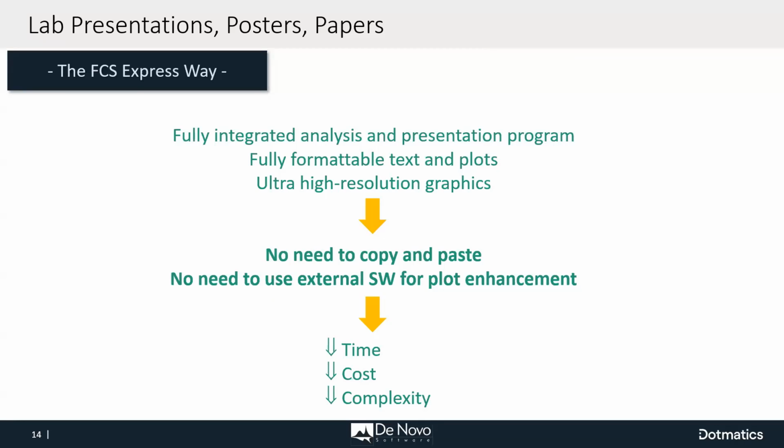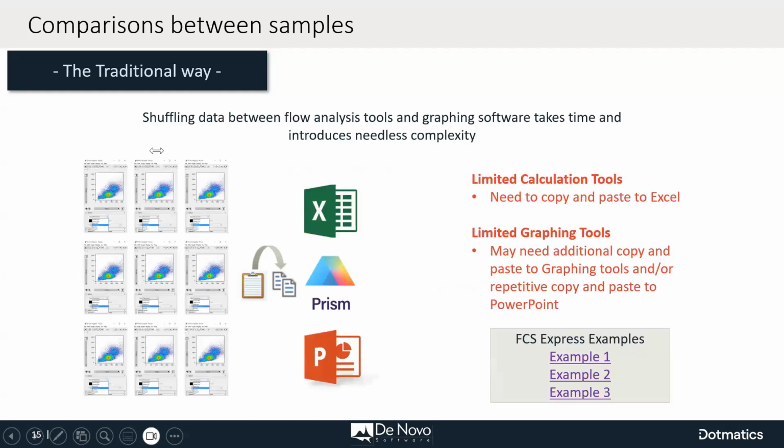Fully formatable text, ultra high resolution graphics. There was no copy and paste that I did. There was no need to use external software for plot enhancements, right? I didn't put a little white text box over anything. And this reduces time and costs and complexity when you're doing flow cytometry data analysis. And it's one of the key tenets that we work with at FCS Express.